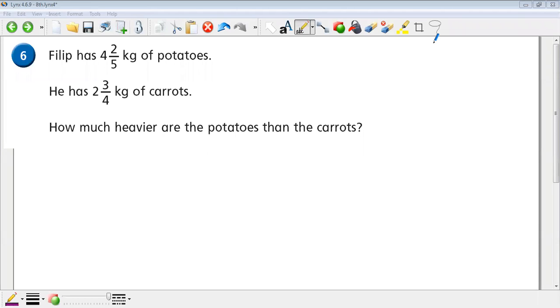Hi guys, I'm just going to go through the last few questions on the maths. I think they're the ones that you're probably going to need the most help with. So we'll start with question 6.